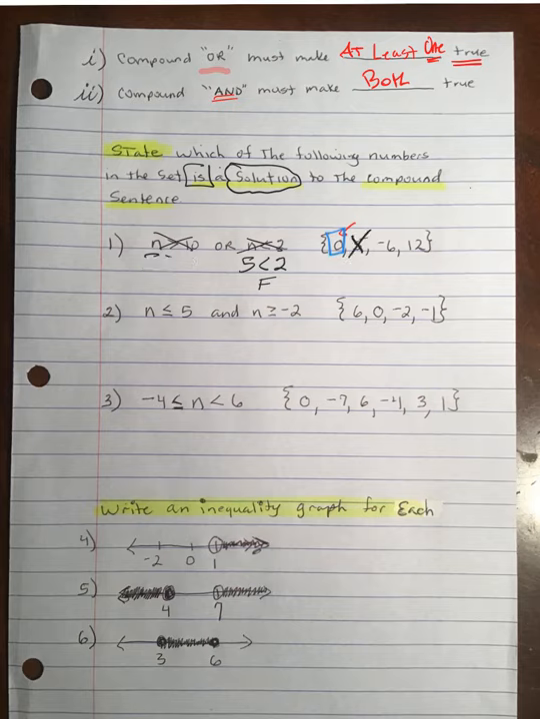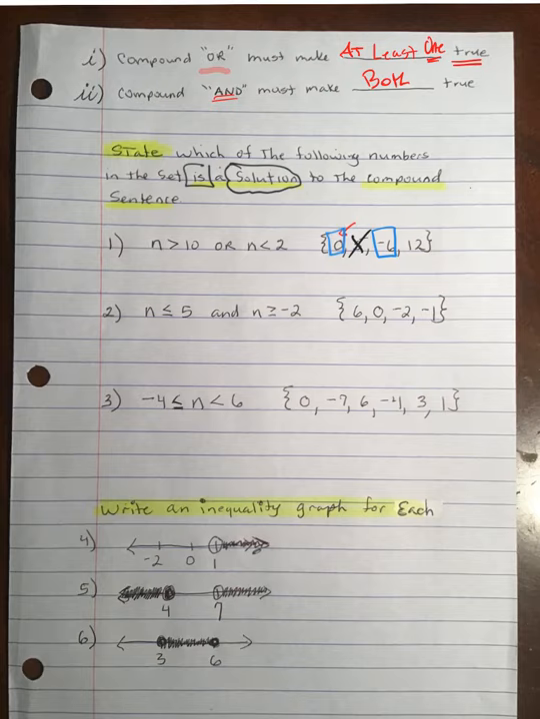-6. Is -6 a solution? Let's test it out. Is -6 greater than 10? False. Negative numbers are never bigger than positive. Is -6 less than 2? Yes, negative numbers are always smaller than positive numbers. That's true. It did not work for the first one, but it did make the second one true. Therefore, -6 is a solution.